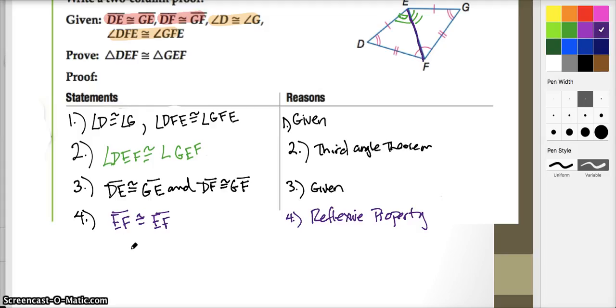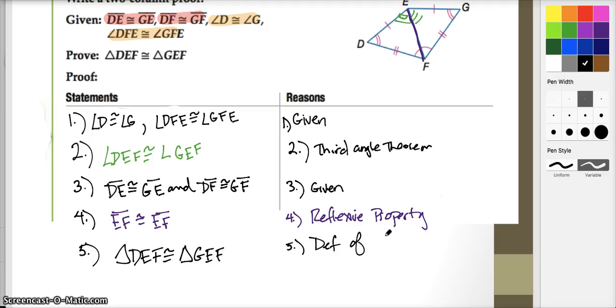Okay, whatever. So at this point, I'm now happy, drum roll please. We can say that triangle DEF is congruent to triangle GEF by definition of congruent polygons. Because polygons are congruent if all their corresponding sides and angles are congruent, and that's what we proved. All right, I hope that made sense.